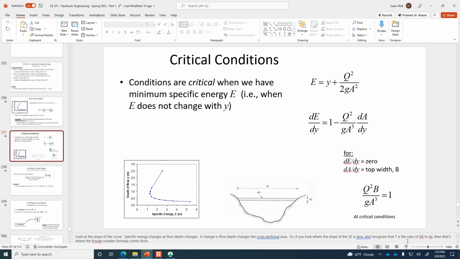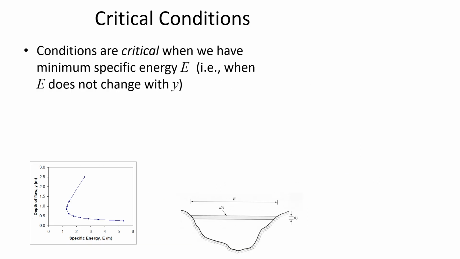All right, critical. Supercritical flow, remember, is associated with fast velocity. Subcritical flow is associated with relatively slower velocity. Supercritical flow is when you have the shallow depth. Subcritical flow is when you have the deep depth. Critical conditions is obviously in the middle between super and sub. It's that flow condition that has the minimum specific energy.